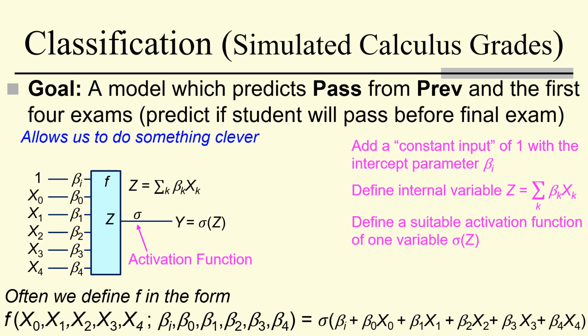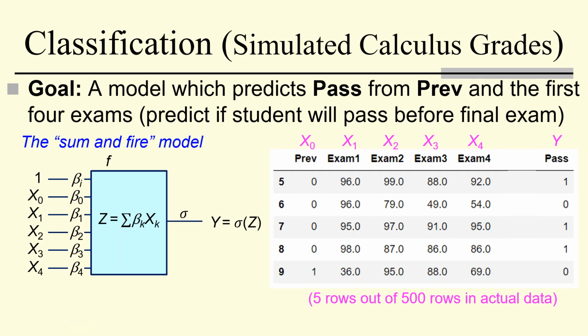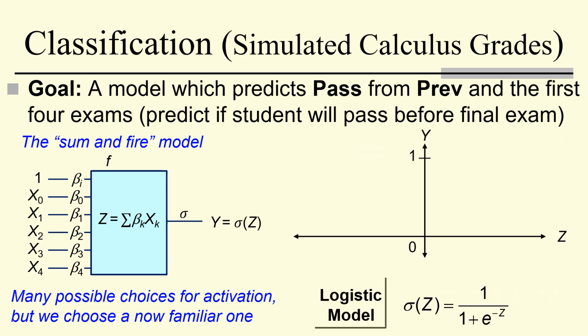And we need a suitable activation function of one variable. So having done that, this is what our model looks like. Much more compact form. And this is the sum and fire model for our data. There are many choices for an activation function, sigma of z, but let's just choose a now familiar one, the logistic model.